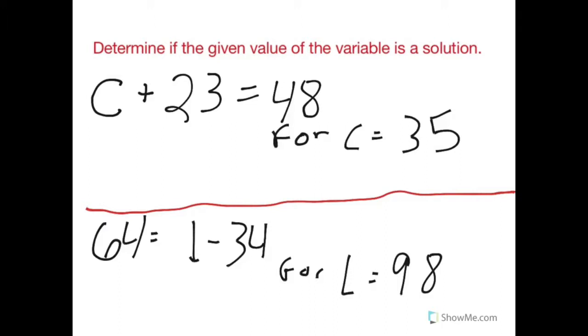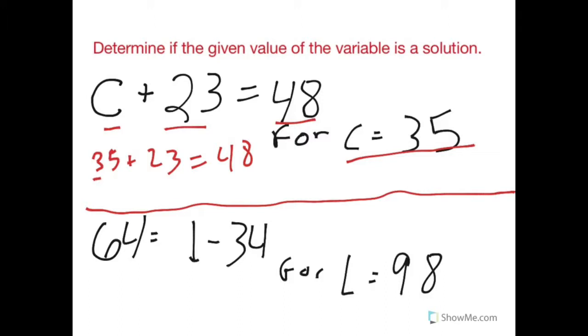So what they're telling us in this example is c, which is our variable, c plus 23 equals 48. And they're saying that c equals 35. Is that a solution? Well, if we do 35 plus 23 equals 48, is that true? We can see right off the bat there's a 3 in the tens place and a 2 in the tens place. If we add them together, we're going to be in the 50s. 5 and 3 is 8. So actually 35 plus 23 is 58. So that is not true. So the given value is not a solution.